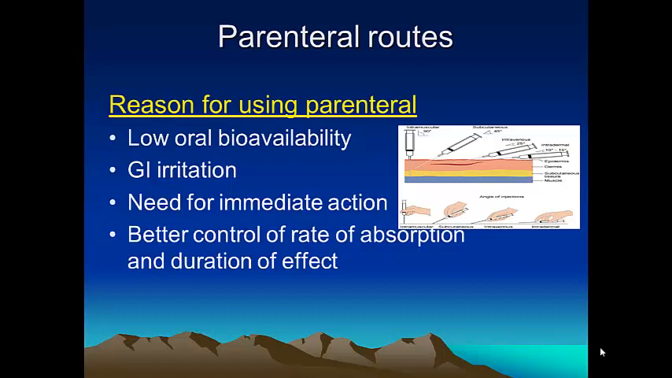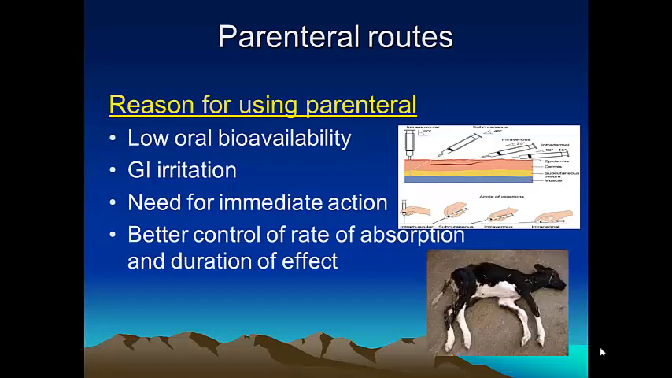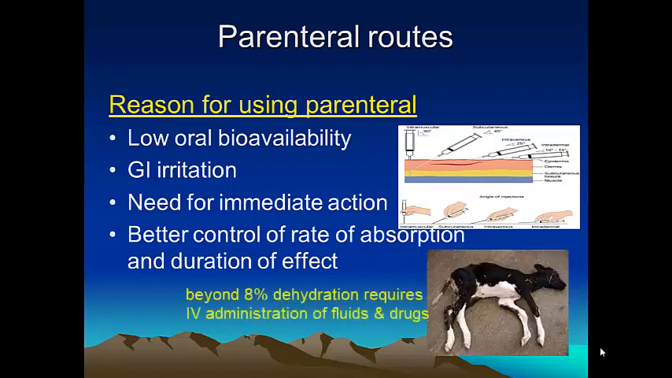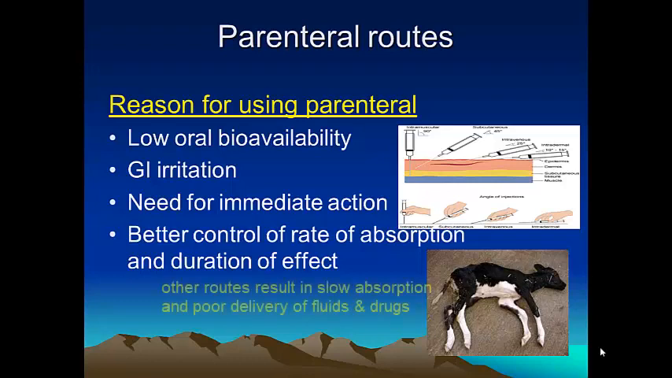For example, I'm thinking of a scouring baby calf which is dehydrated beyond 8%. In this situation, he should receive fluids by IV route and not by subcutaneous or oral. Unless you give them IV, any other route will result in very slow absorption because the animal is dehydrated, and the delivery may not be fast enough to save the animal.